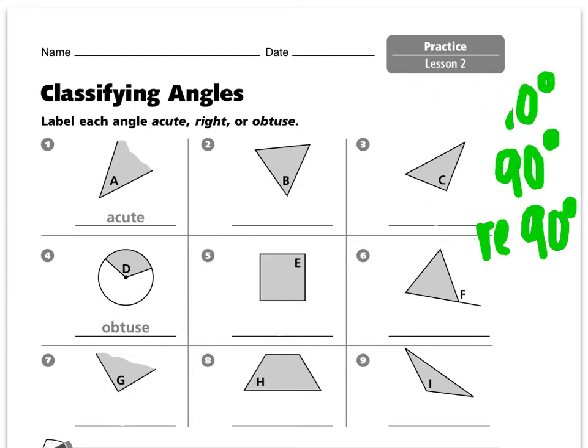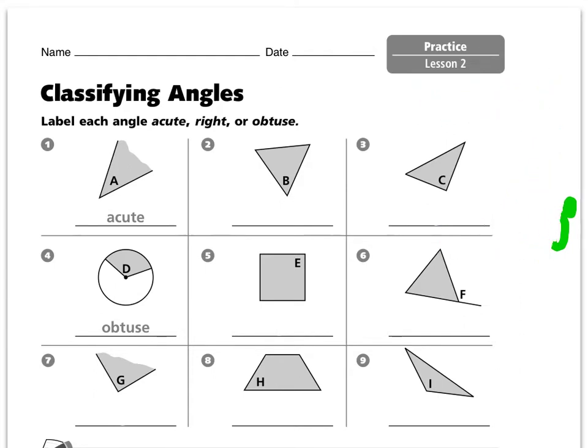Let's go ahead and look at number 1. As you're looking at number 1, they're looking at letter A. Letter A is going to be the angle that you're looking at. So we're looking at this much right here. And you can clearly see that it is less than 90 degrees. So it's an acute angle.